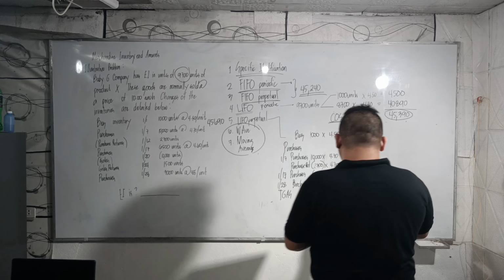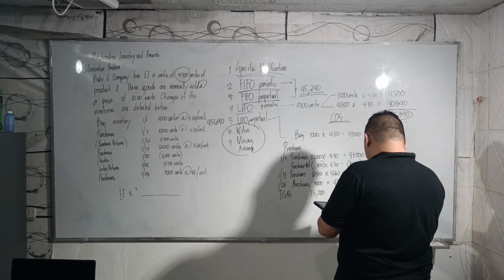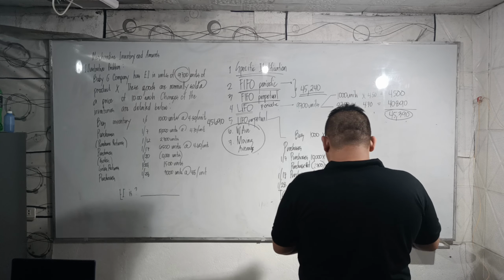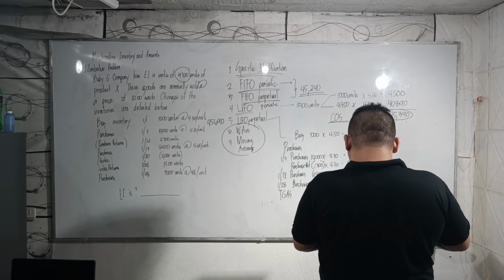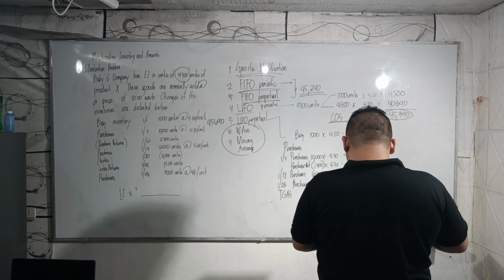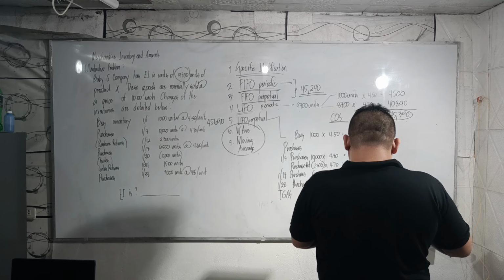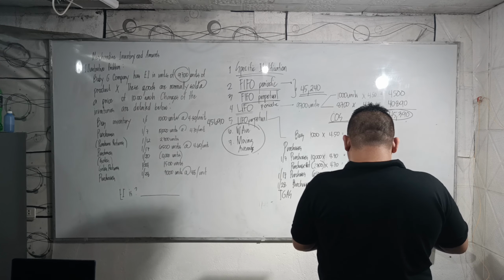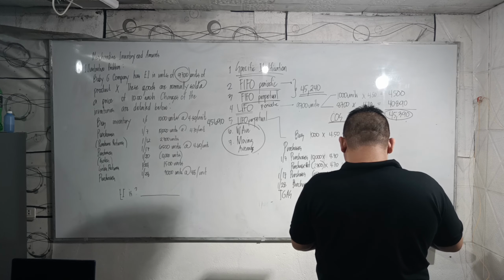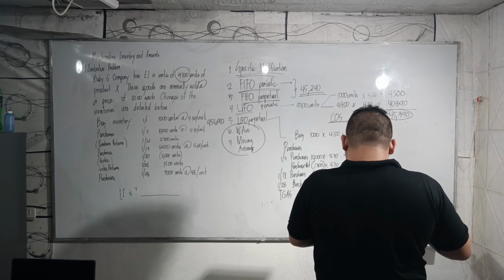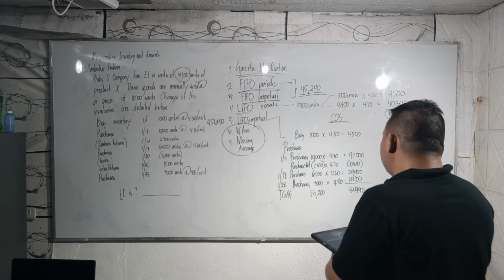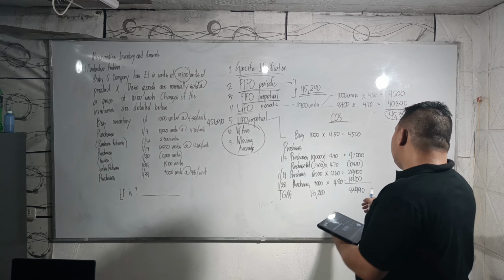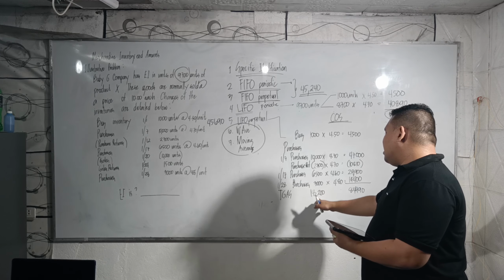That's 84,990. Let's check again. For the second time, we have 4,500 plus 47,000, minus 10,810, plus 29,900, plus 14,400. Okay, it's confirmed. It's 84,990. So as you can see, we have the total amount and then the number of units.